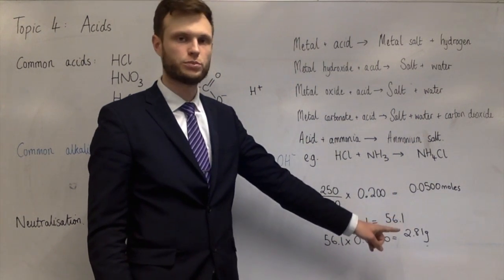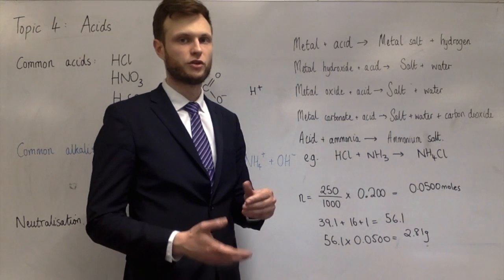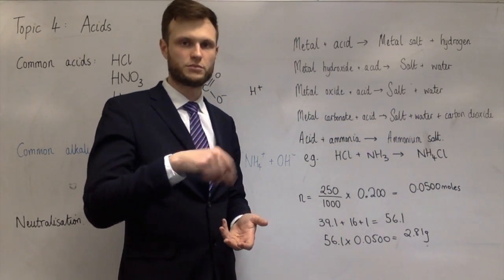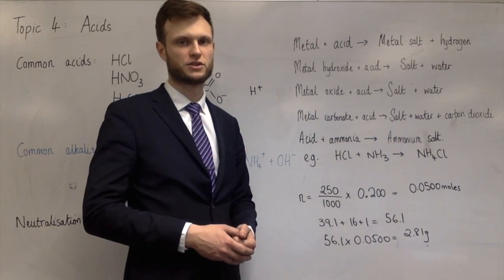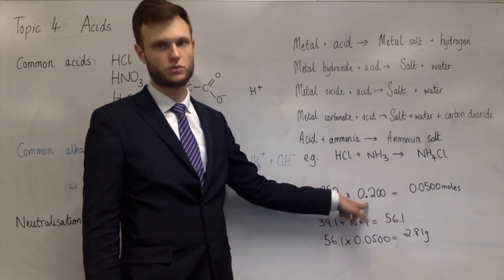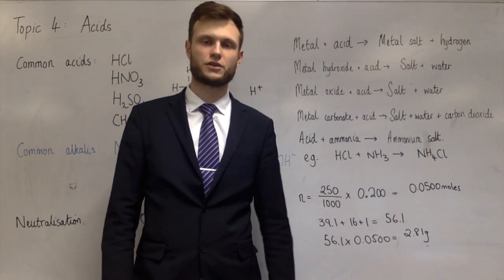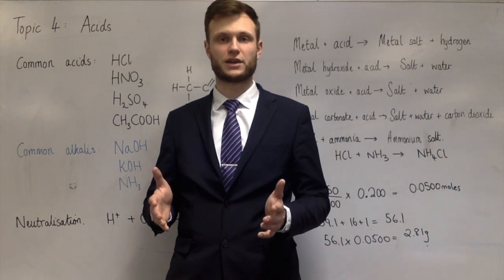So you need to put 2.81 grams into a 250 centimetre cubed volumetric flask, and then put in a little bit of distilled water, and dissolve it, and then make that solution up to 250 centimetres cubed. Then you've got a standard solution of exactly 0.2 moles per decimetre cubed. And you can use that in a titration to calculate the concentration of an acid. And that's everything there is to know about acids in this part of the specification.